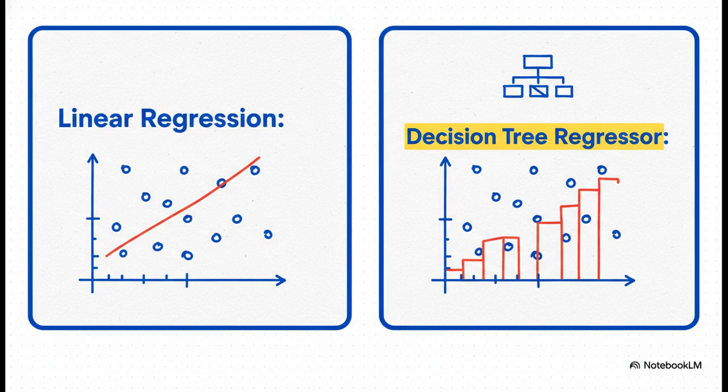Instead of one big formula, a decision tree works by asking a series of simple if-then questions. It's like a flowchart. It might ask, is the living area bigger than 1,500 square feet? Yes or no? Based on that answer, it goes down a different branch and asks another question. It keeps splitting the data like this until it gets to a final price prediction. It thinks in steps, not smooth lines.